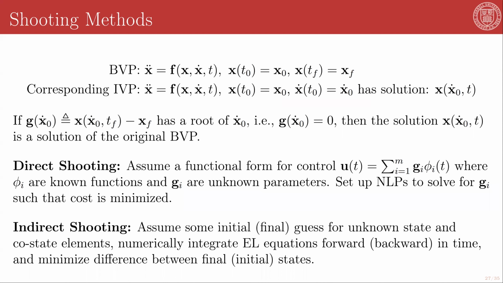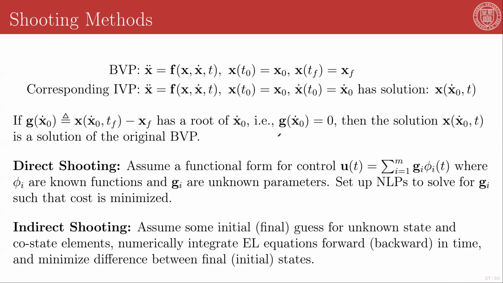We define a function g of x dot naught that is equal to this solution minus the final state. If this function has a root of x dot naught, that is, if g evaluated at x dot naught is equal to 0, then the solution, x of x dot naught in time, is a solution of the original boundary value problem. The upshot of this is that we have turned the problem of searching for a solution to a constrained differential system to one of root finding. We effectively have to find the roots of this equation g, and that will give us exactly the solution that we wanted in the first place. And we have lots and lots of ways to do root finding.